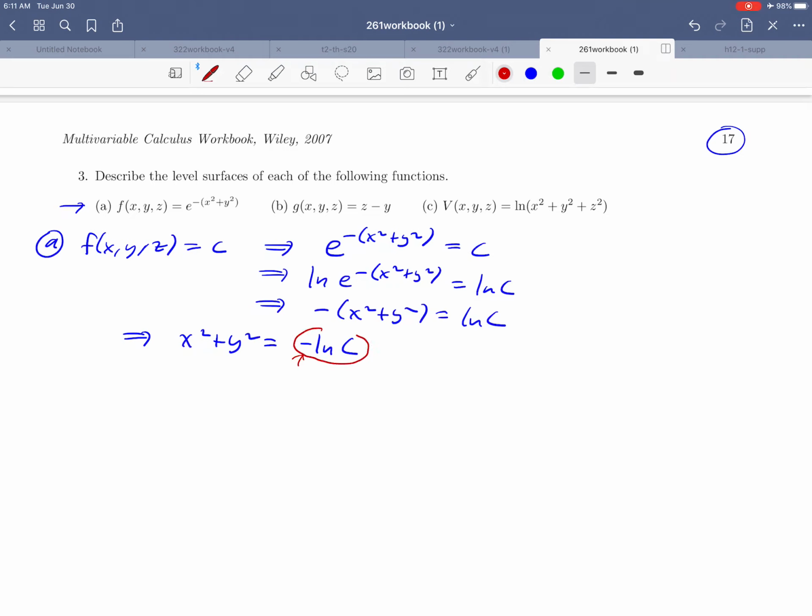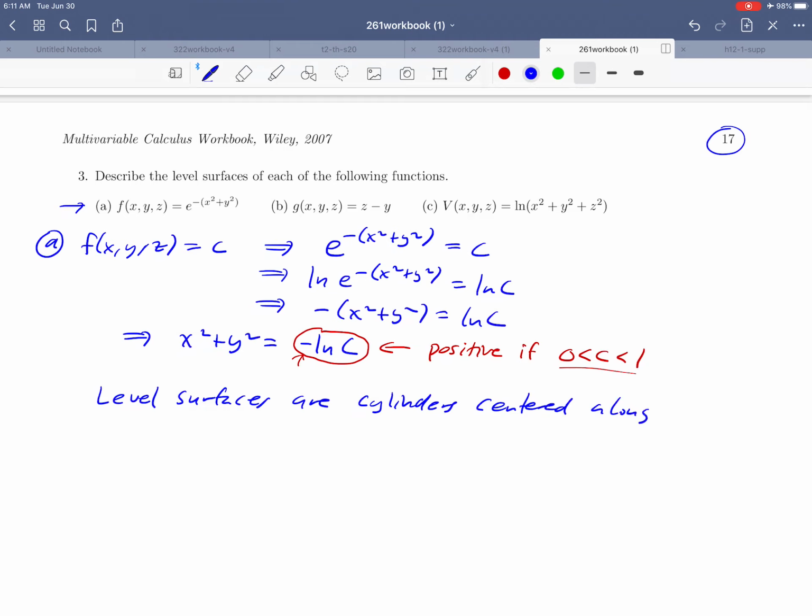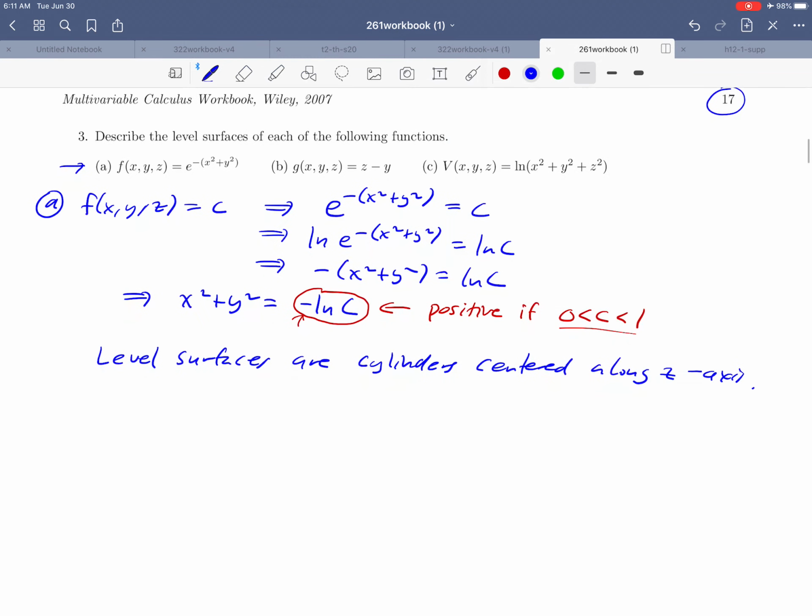For example, this negative ln of c is actually positive if c is a number that's between 0 and 1. So we will get cylinders provided that c is in this particular range. This is going to work for some values of c and not for others. That's kind of the lesson that's coming out of this. So the level surfaces are indeed cylinders centered along the z-axis. And that's what they wanted, just a basic description.